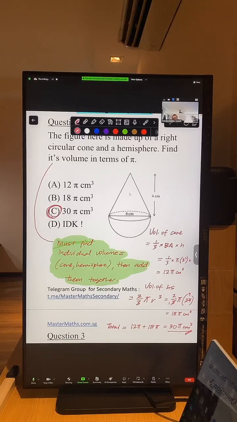Sometimes in the exam, they will ask you to leave your answer in terms of pi. If you need to leave your answer in terms of pi, this is what you will do. Easier also, right? No need to multiply in the pi, then have to deal with the significant figures and all that. Very troublesome. Okay guys, let's move on to question number 3.